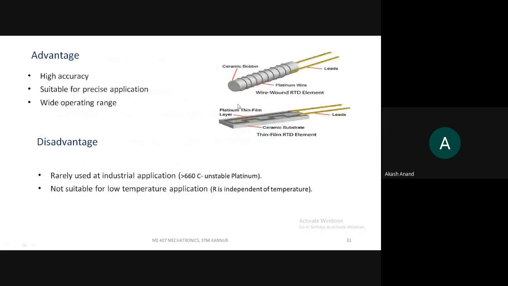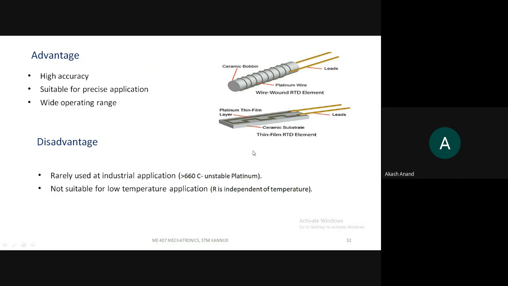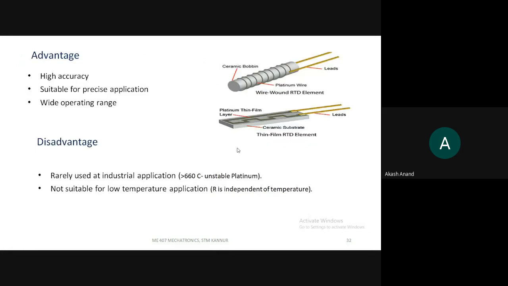Here you can see a cylinder and a thin film. In both cases, a platinum wire is wound over it. The entire length of the platinum wire is wound over it. In both cases you can see the length of fine coiled wire; it can be nickel, copper, tungsten or platinum, but here widely used is platinum. So you can see the length of fine coiled wire wrapped around the core, and here it is selected as ceramics.